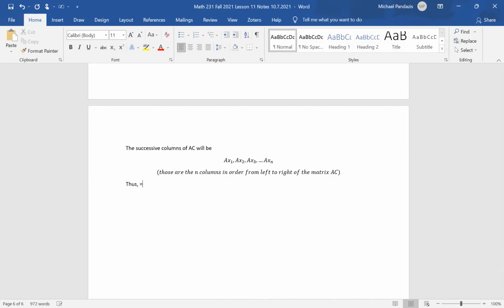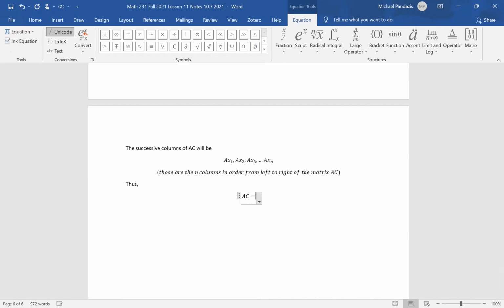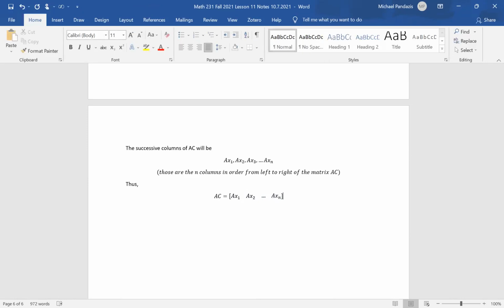Thus, the matrix AC is equal to the following matrix. The first column is AX1. The second column is AX2. Dot, dot, dot. The last column is AXN.